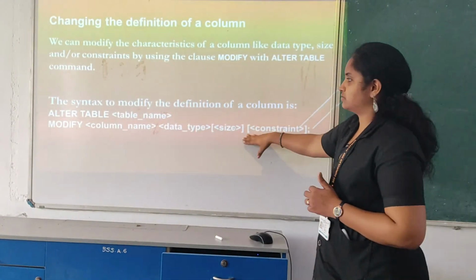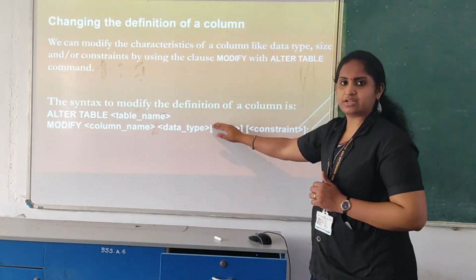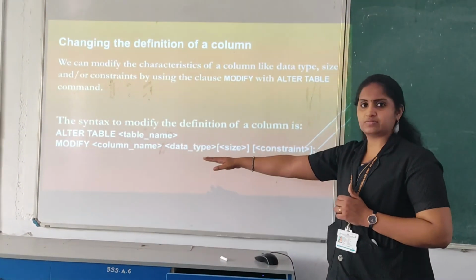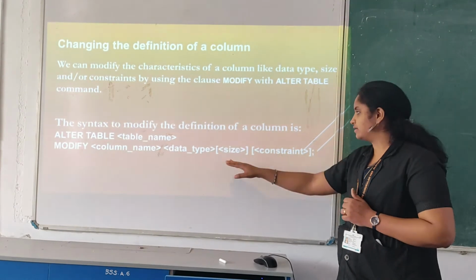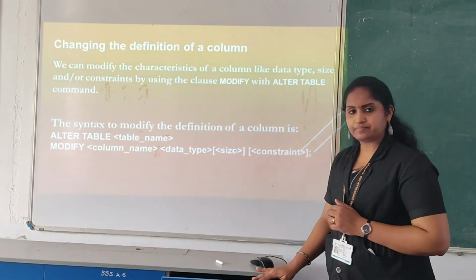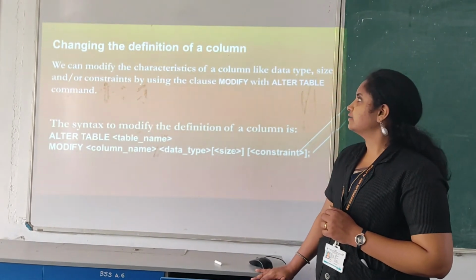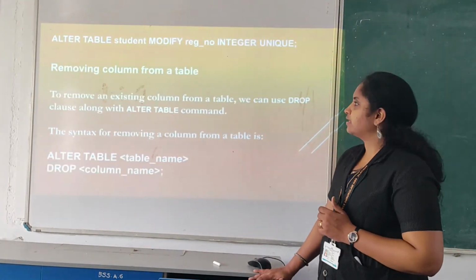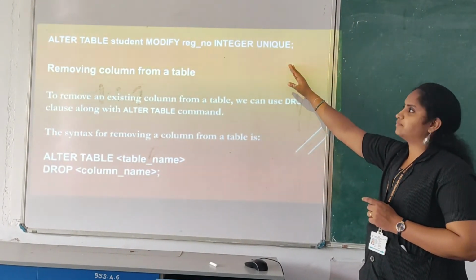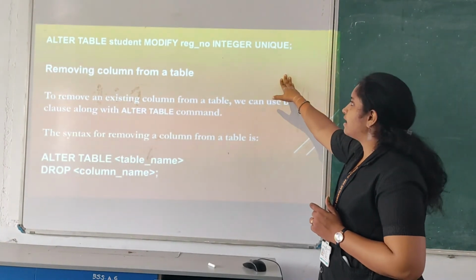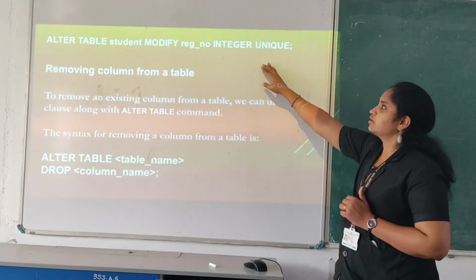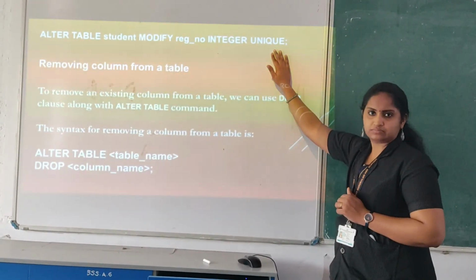And here you can see the syntax: alter table, the particular table name, and modify. Which column you have to modify, you can give its name, and here its data type and its size. And you can give the condition. Okay, here it is the definition of the column. And next, here we can see the example: alter table student modify, and which one you have to modify, register number, and which you have to make a unique one.